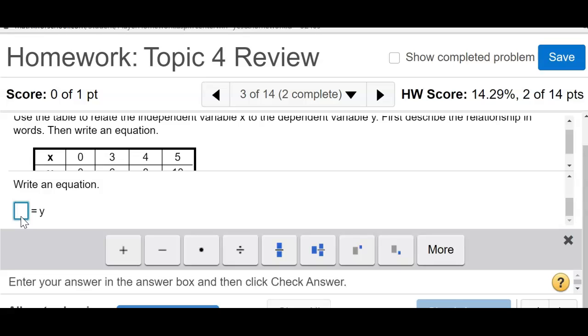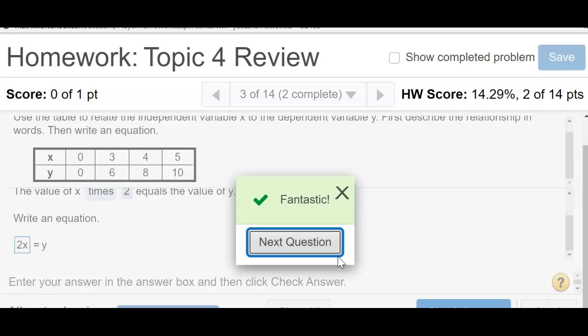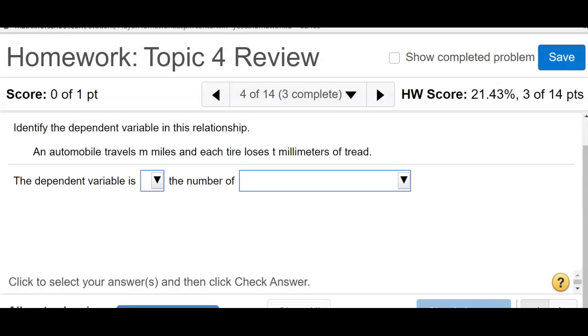What do you have, Annabelle? 2x. Good. 2x. Again, if you wanted to write 2.x, that works. But they gave it to us, and the problem equals y, so we have to set it up that way. So everyone good with that? Because we can write this 3 different ways. All right, check answer, and yay, fantastic work.